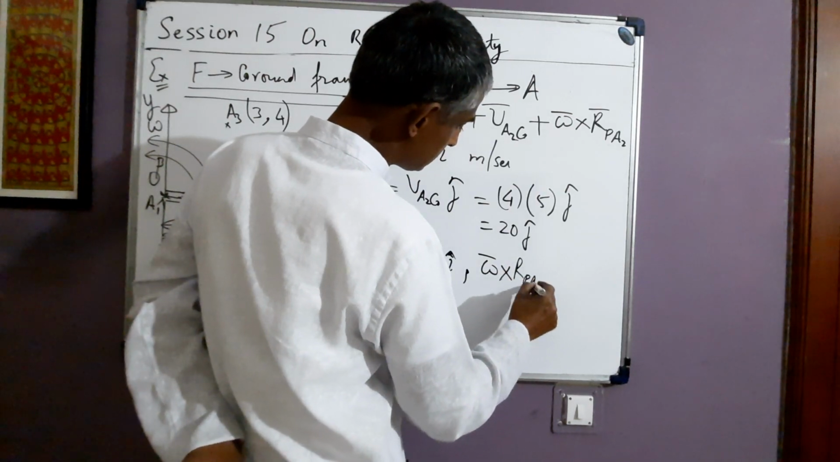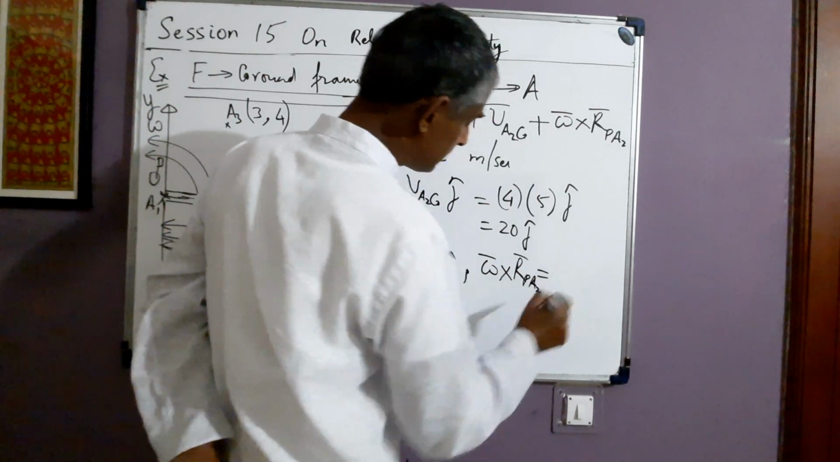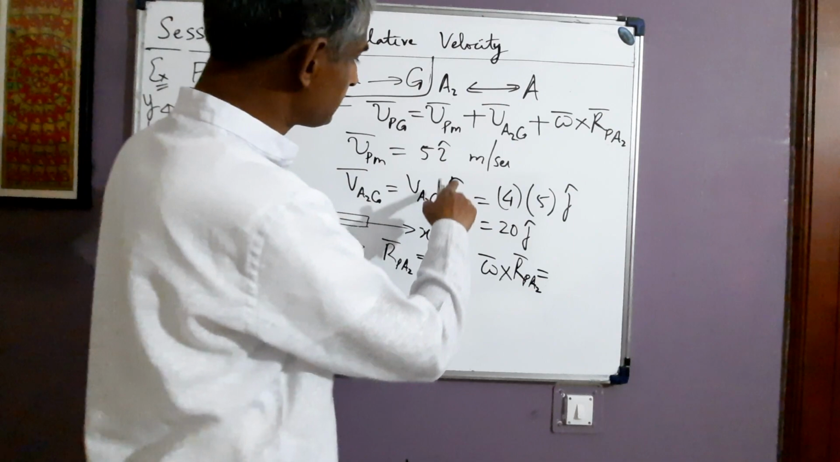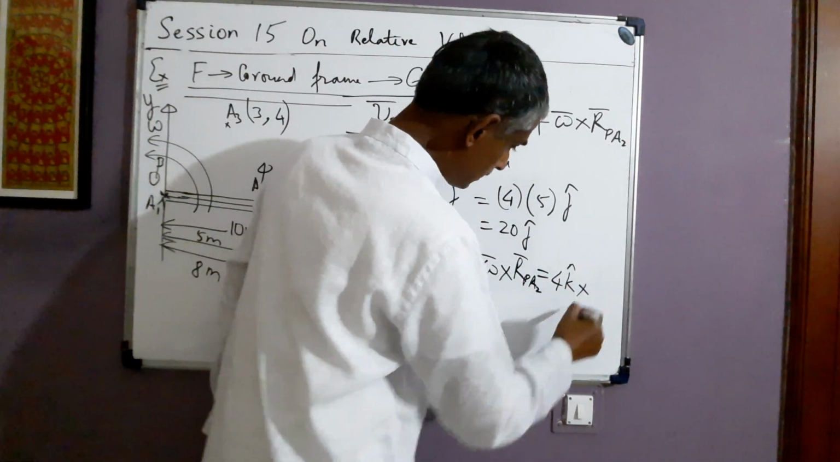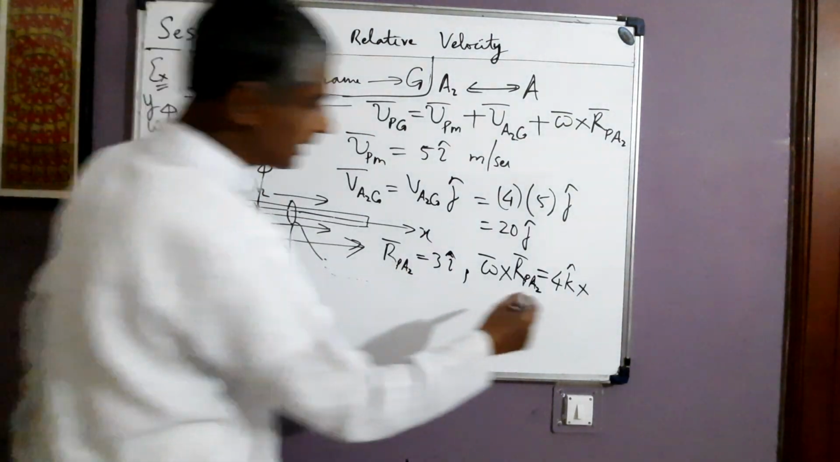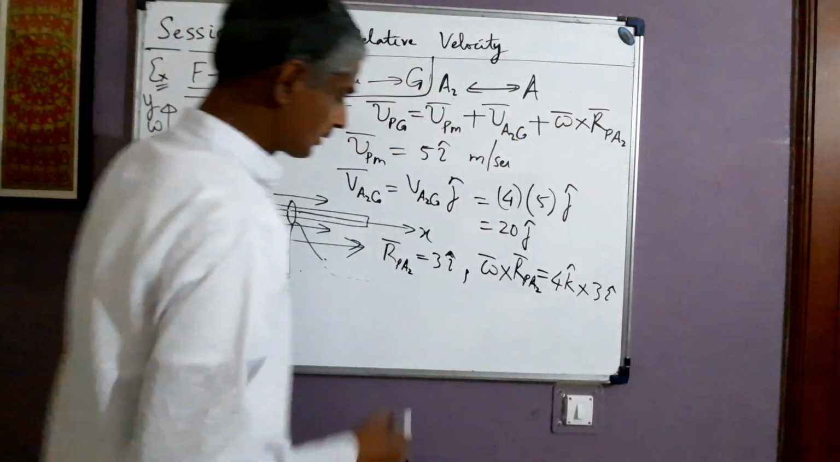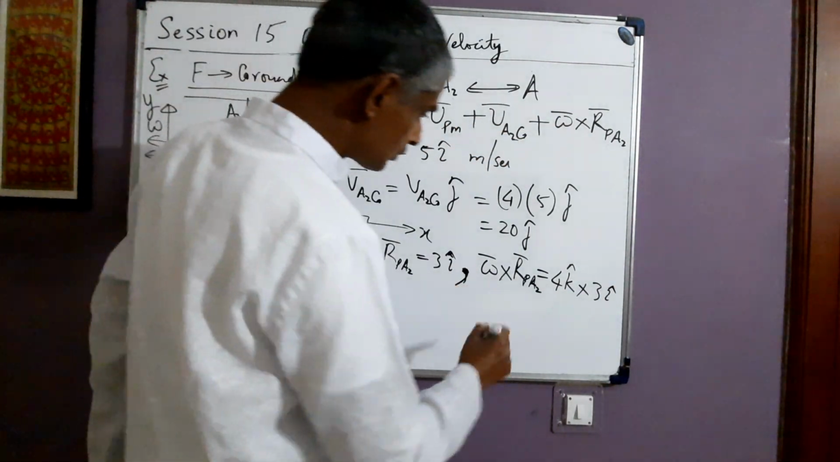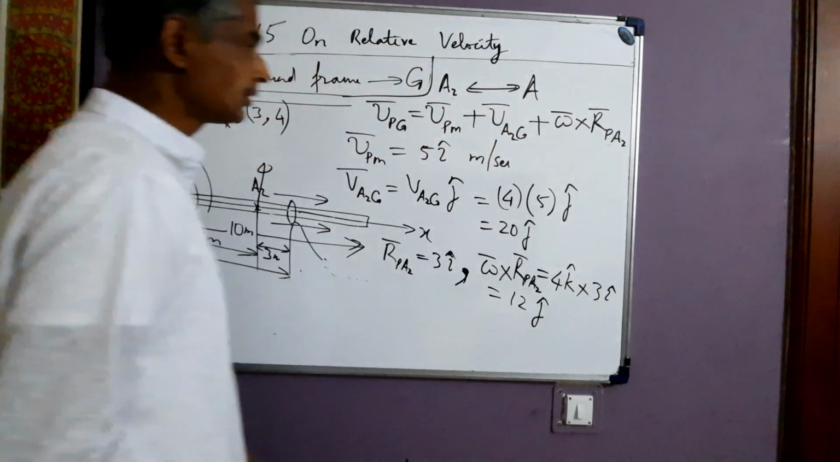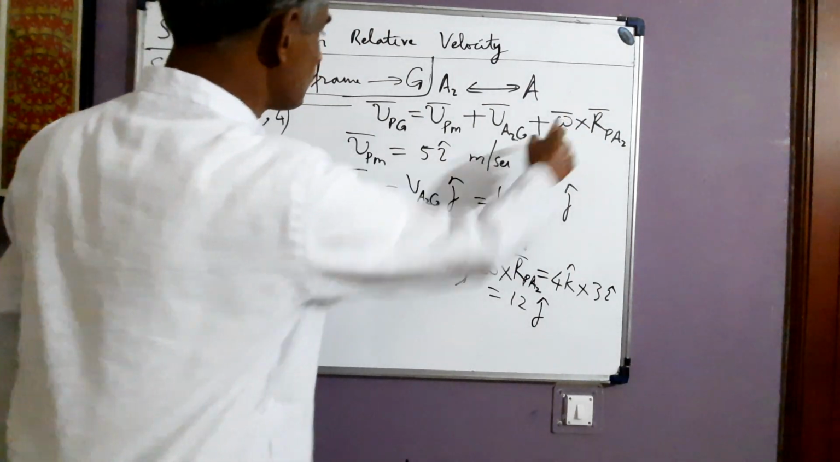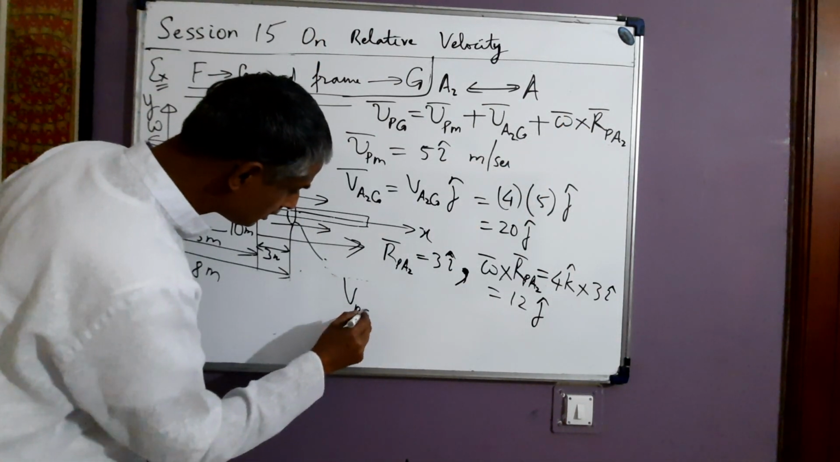Omega cross RPA2 will be written as omega, which we found in the previous problem, it was 4k, cross RPA2. RPA2 is 3i. So this will be 12, k cross i will be j, 12 j hat. Now we substitute these values in this formula to get VPG.